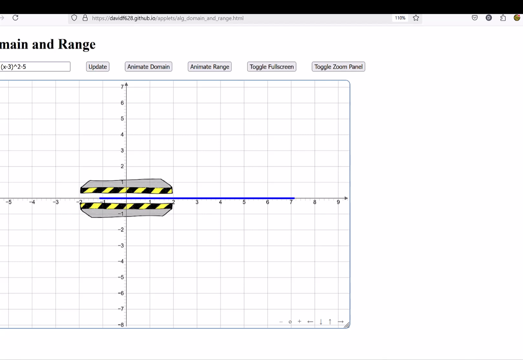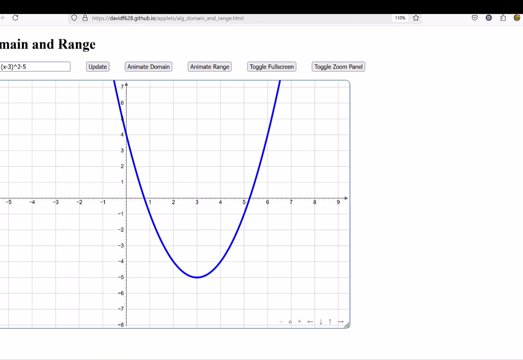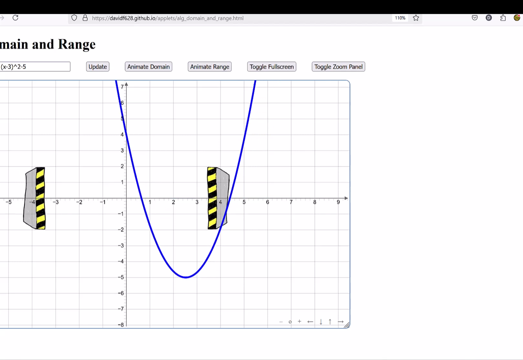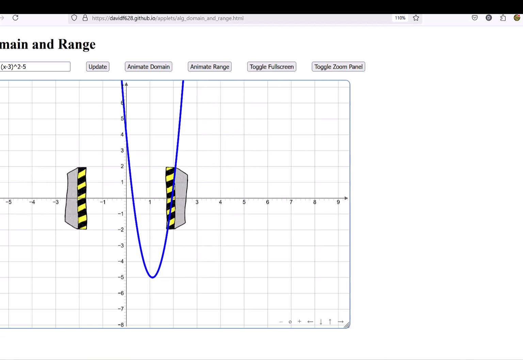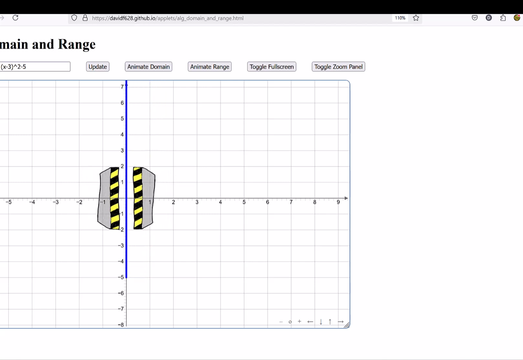The range, if I squash everything up against the y-axis, you really do see. It's just the values from negative 5 up to positive infinity. None of the values below negative 5 have any corresponding value to them. So that's the range and how it's determined.